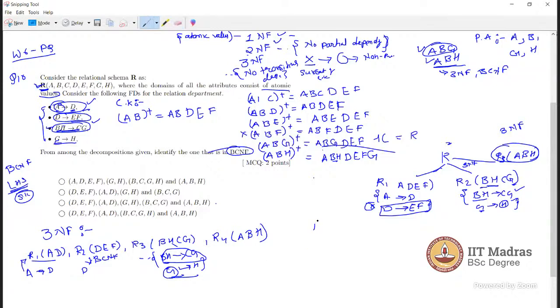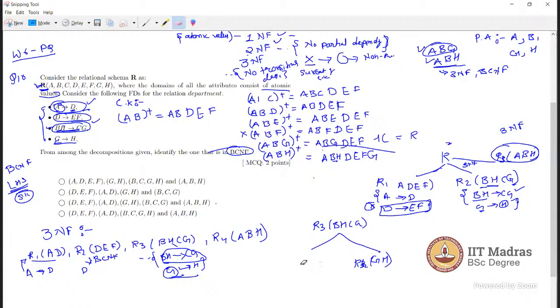So we have R3 as BHCG. Now we need to decompose this into BCNF. What is the condition for BCNF? Our left hand side must be a super key. So can I make it as BHCG and GH, R31 and R32? Now it will satisfy my BCNF condition. Oh, sorry. R31 is not satisfied. It is the same relation. We cannot take this.